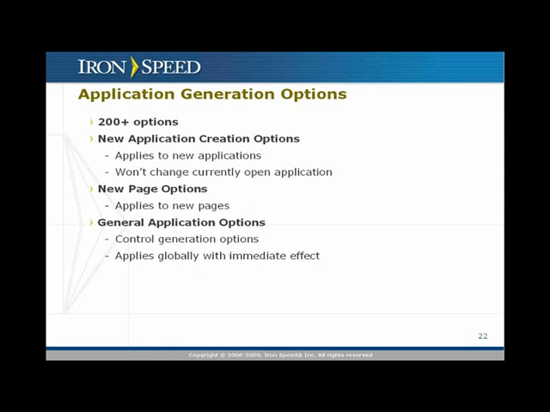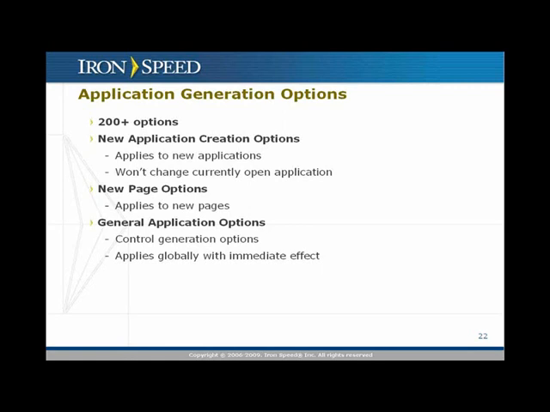There are 3 sections in that dialog. The first is the new application generation options section. Those are options that apply only when you're creating your application the first time. If you change them after creating your application, they won't apply to the current application. They'll apply to any future applications.